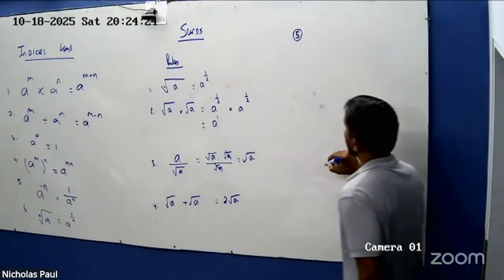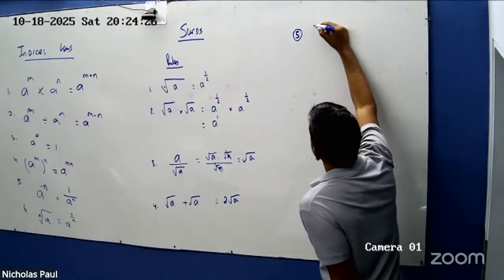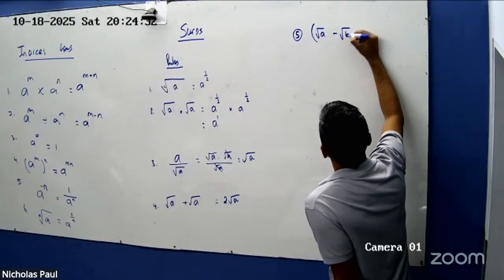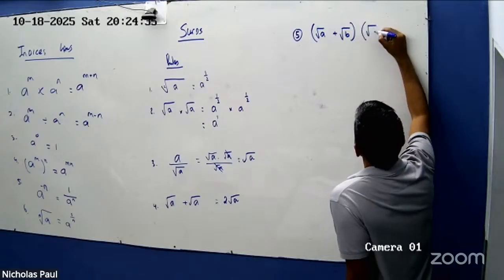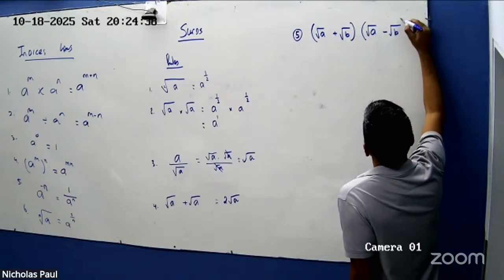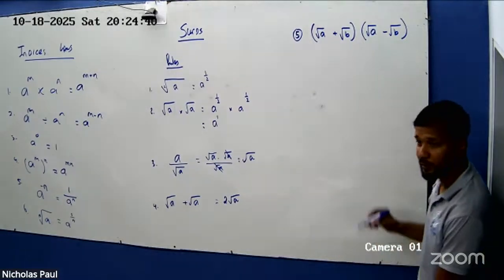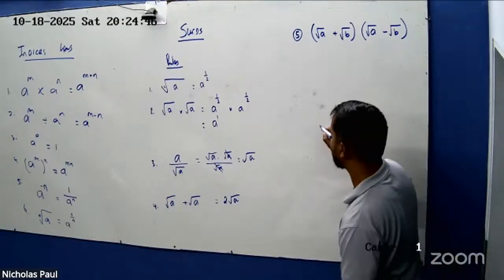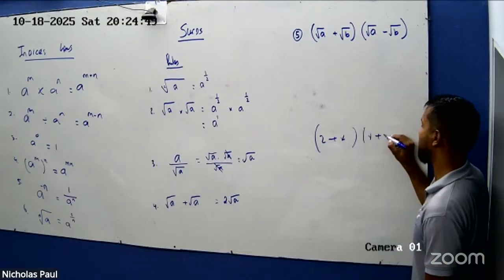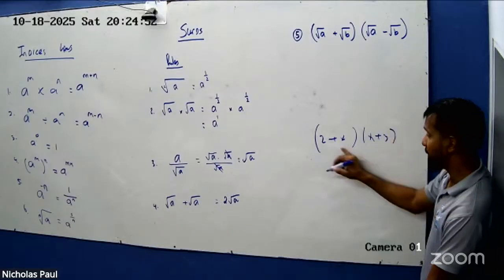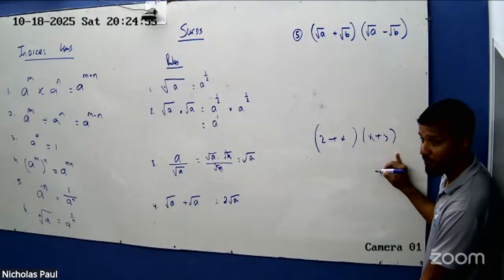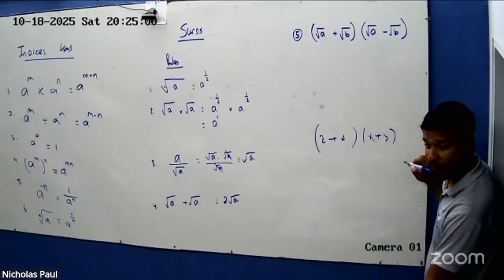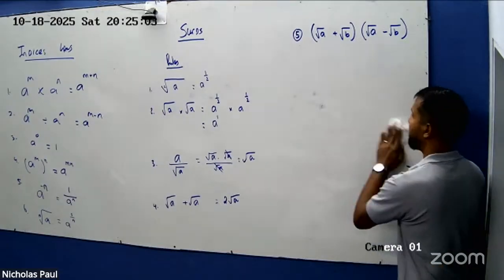All right, so we have a next one here to try. Suppose I gave you something like this: root A minus root B, plus C, multiplied by root A minus root B. How are we going to expand that out? Normally, with 2 by x, x plus 3, you multiply 2 by x, 2 by 3, x by x, x by 3. We'll do the same thing here.